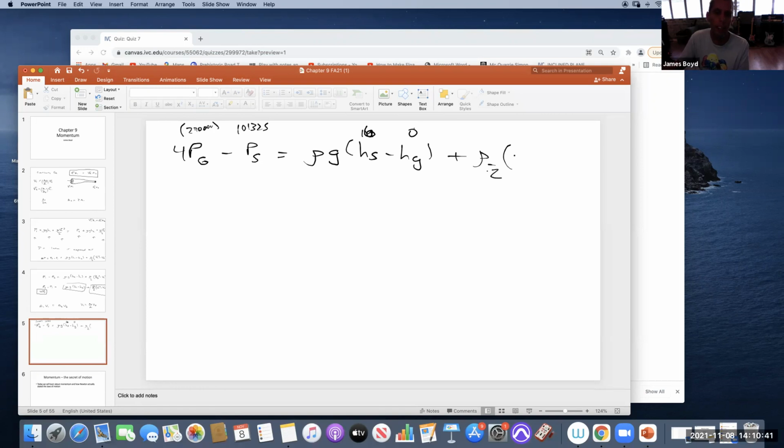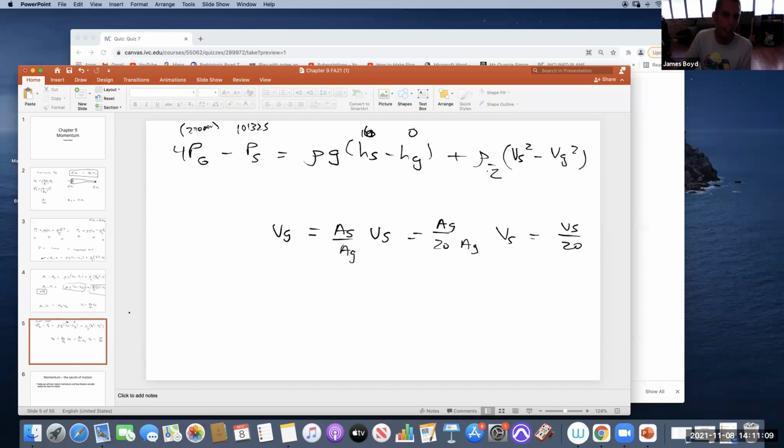Plus rho over 2 times, now this should be VS squared minus VG squared, but we don't know what VG is, and we want VS. So VG is AS over AG times VS. AS is 1/20th of AG. So this is AG over 20 divided by AG times VS, which is VS divided by 20, right?